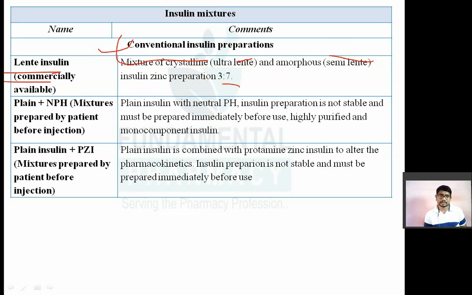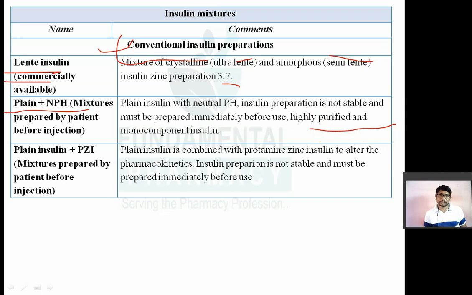Second is plain insulin plus neutral pH insulin. It is a mixture, and you have to make this mixture before injection because it is unstable. Plain insulin with neutral pH insulin preparation is unstable, and you must prepare it immediately before the injection. It is a highly purified monocomponent insulin.